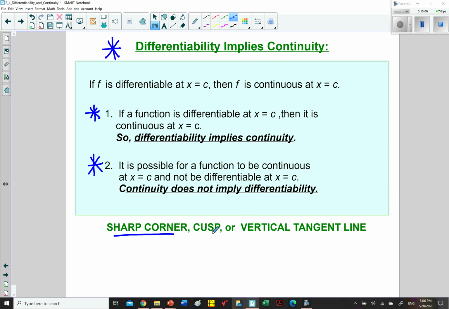A sharp corner, a cusp or a vertical tangent line are the places where you cannot take a derivative. It's continuous, but it's not differentiable. So differentiability implies continuity, but continuity doesn't imply differentiability. We've seen that with these examples here.